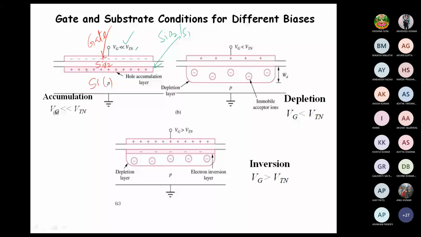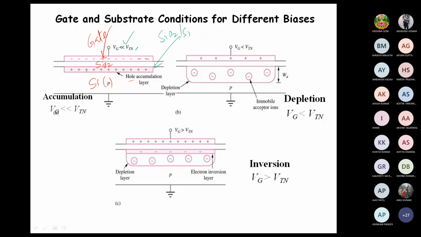Okay, if gate voltage is negative, shown by negative charge here, then on the other side, due to the capacitive coupling, we have an equivalent positive charge. The p-type substrate already had some holes, and now a few more holes come to compensate for the charge on the other side. This forms something like an accumulation layer, which we call the hole accumulation layer.